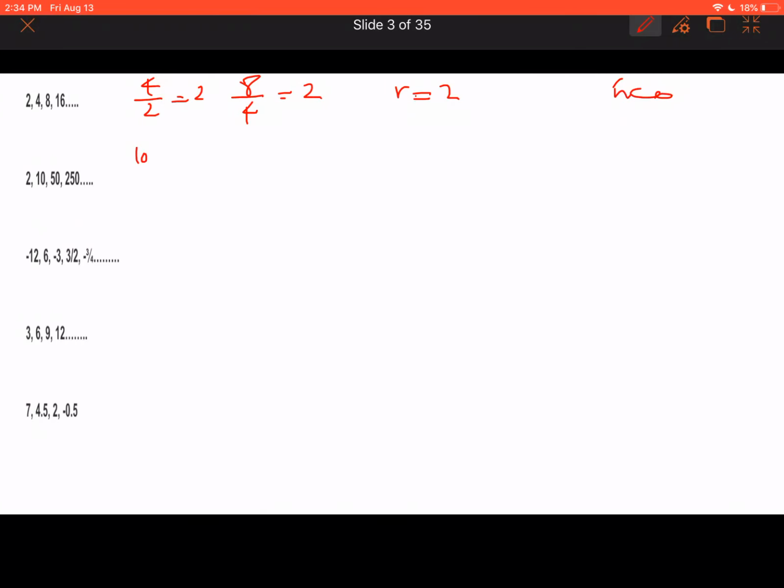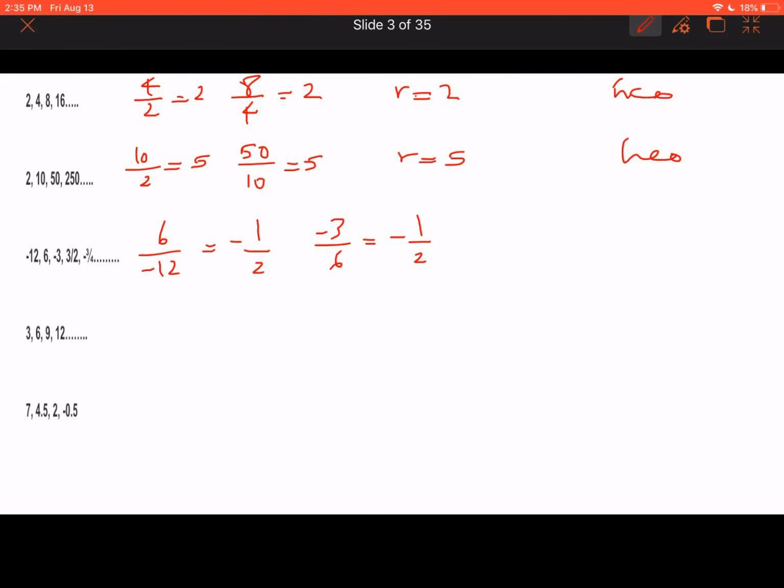Next, 10 divided by 2 is 5, and 50 divided by 10 is equal to 5. So the value of r is 5 and it is consistent. So this is also a geometric sequence. Next, 6 divided by minus 12 is equal to minus 1 by 2. Minus 3 divided by 6 is equal to minus 1 by 2. So the value of r is minus 1 by 2 and it is consistent. So this is also a geometric sequence.